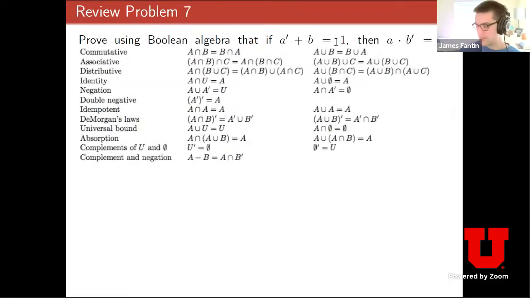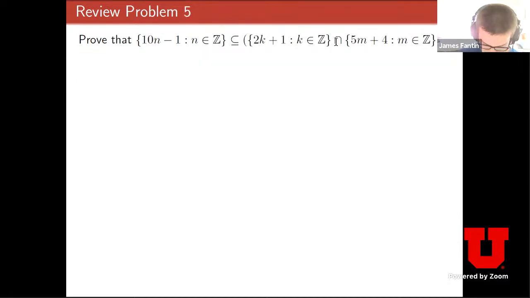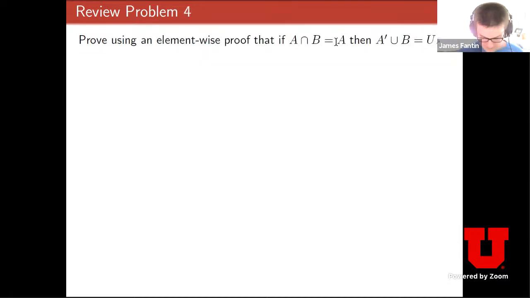So which one is a good one to take a look at? Let's take a look at this problem. Here we've got an element-wise proof, and we're asked to prove that if A intersect B is equal to A, then A complement union B is the universal set.